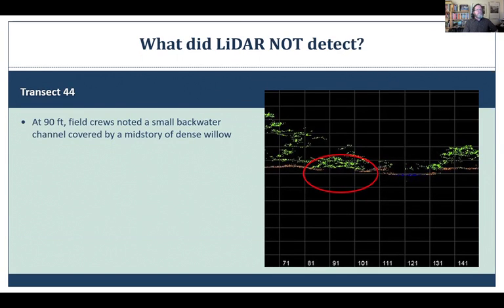Here's the case where the oval highlights the area where there's a dense willow thicket that apparently obscured and prevented the LiDAR from picking up a backwater channel.